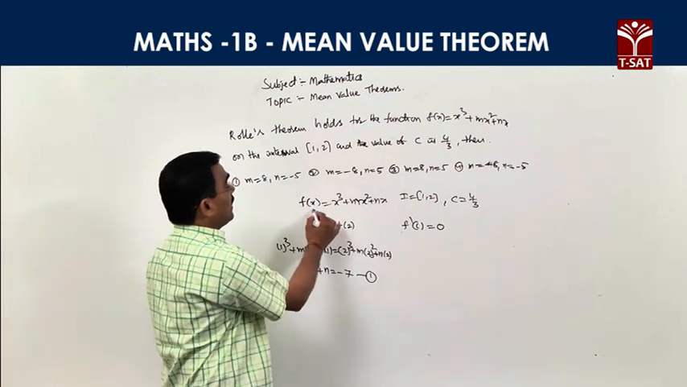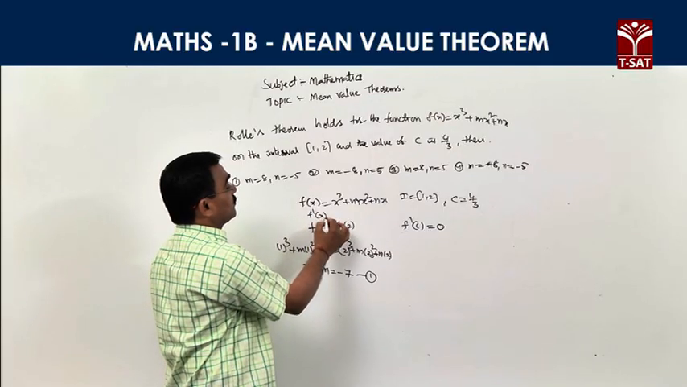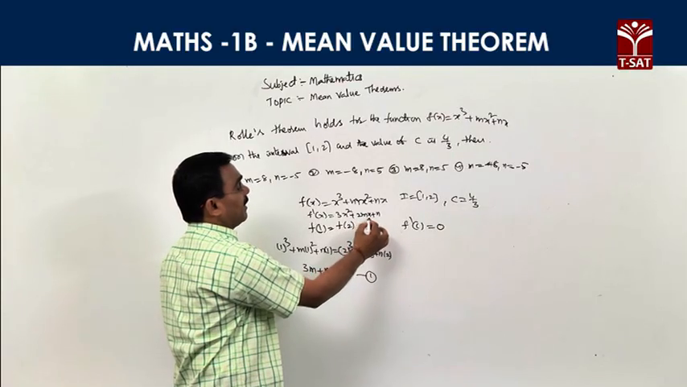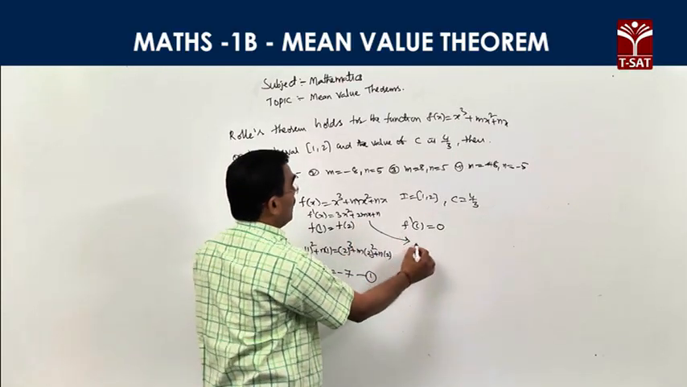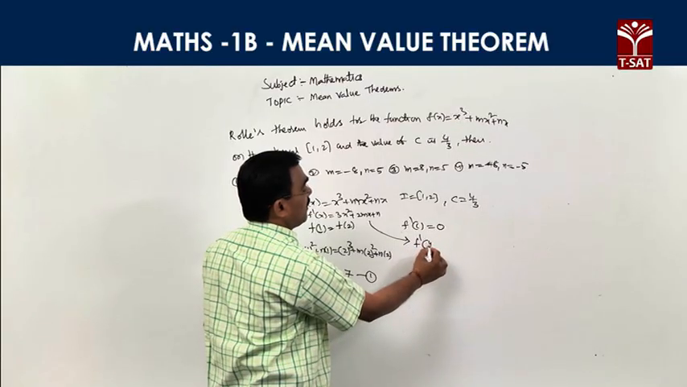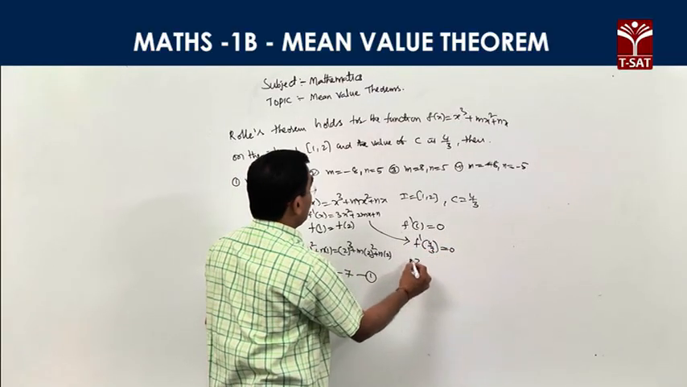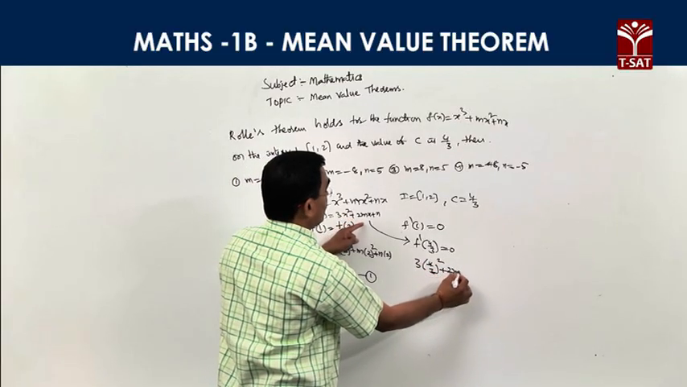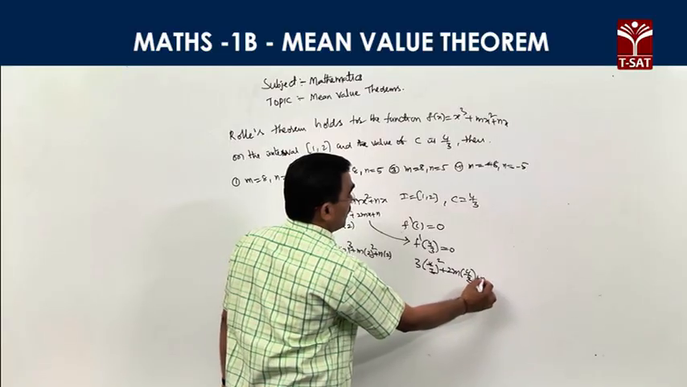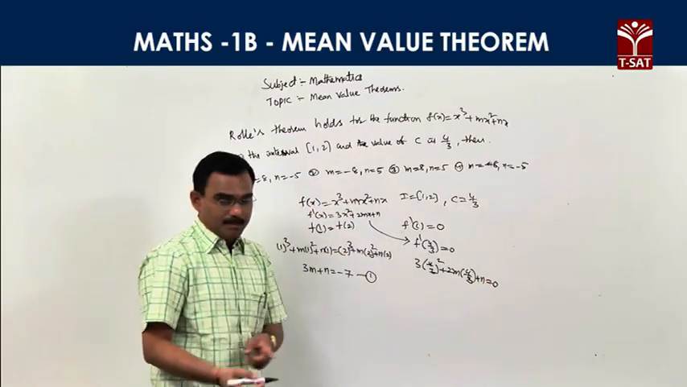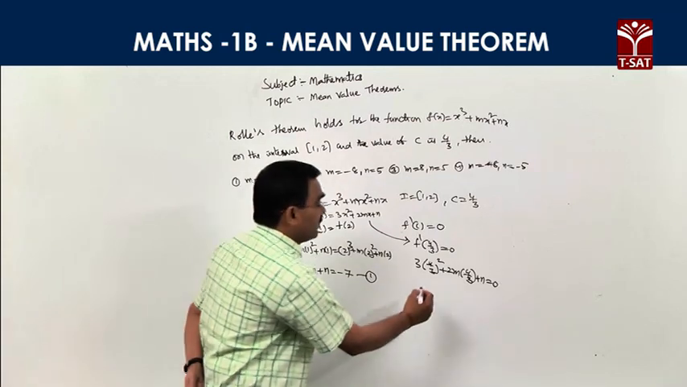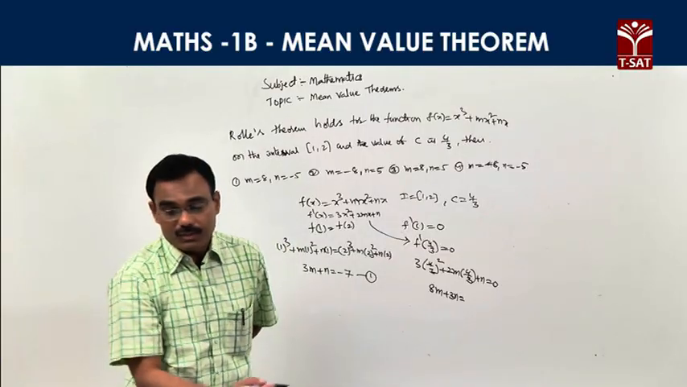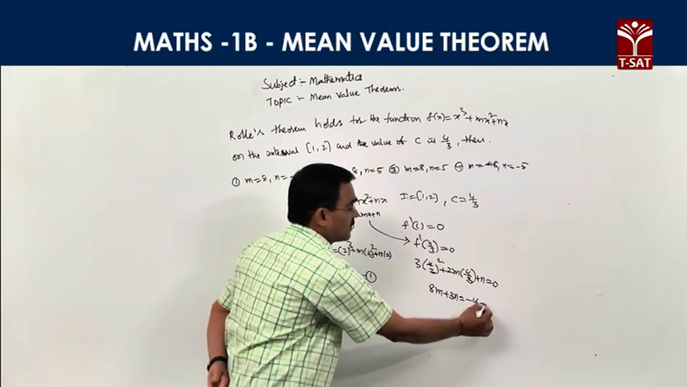And also, what is f dash x? F dash x is 3x square plus 2mx plus n. Applying f dash c is equal to 0, with c equal to 4 by 3: 3 into 4 by 3 whole square plus 2m into 4 by 3 plus n is equal to 0. Simplifying this, you get the equation 8m plus 3n is equal to minus 16. This is equation 2.